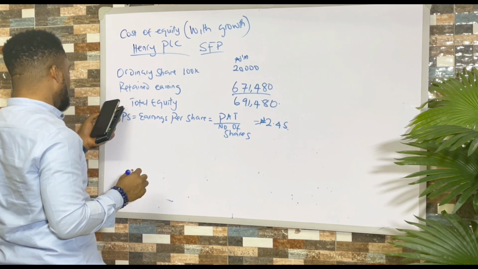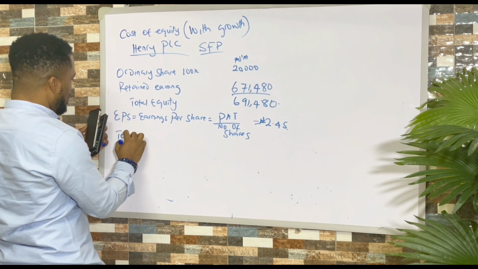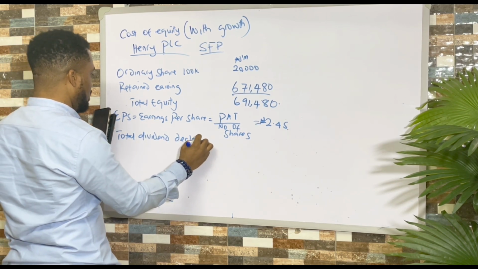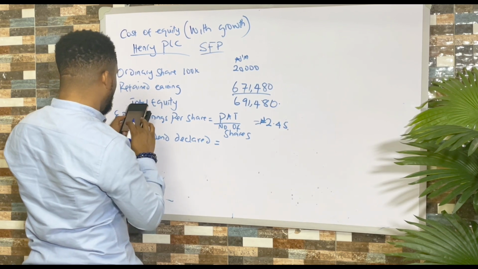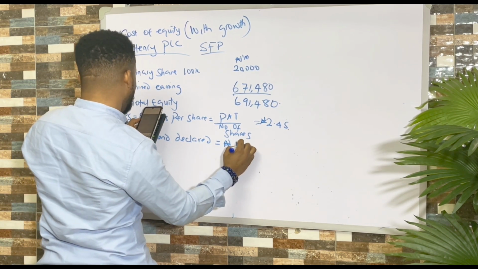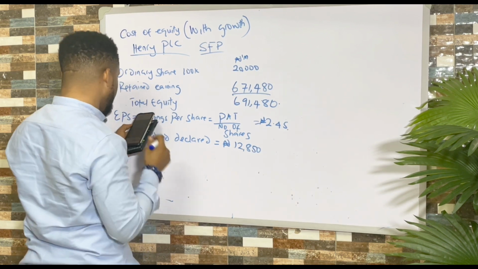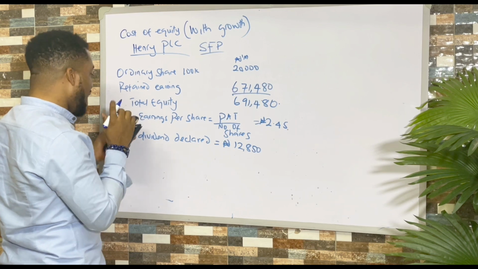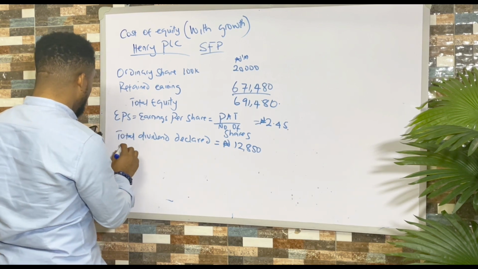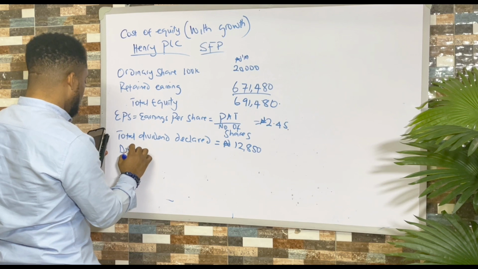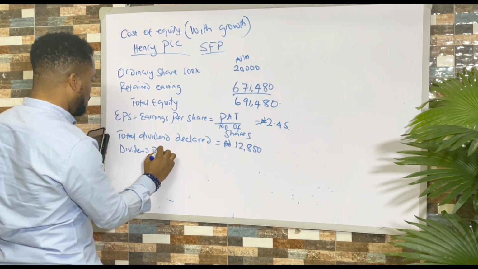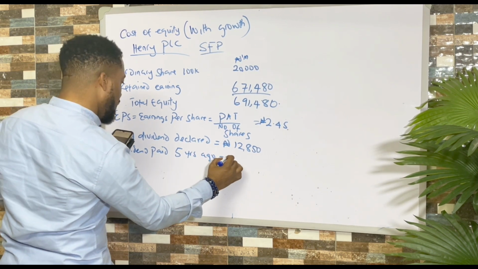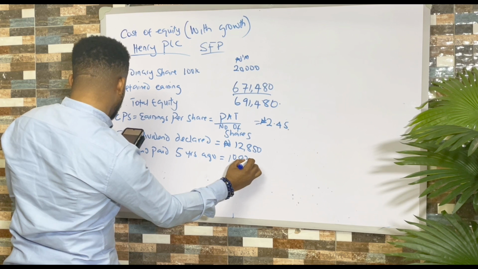And then they said the total dividend declared is 12,850. And then they said the dividend paid 5 years ago was 10,870 naira.